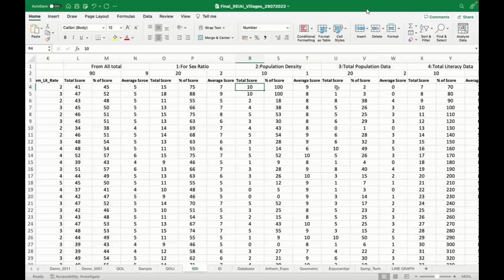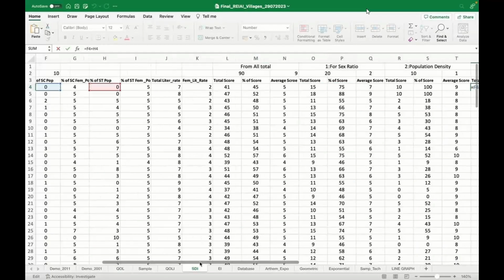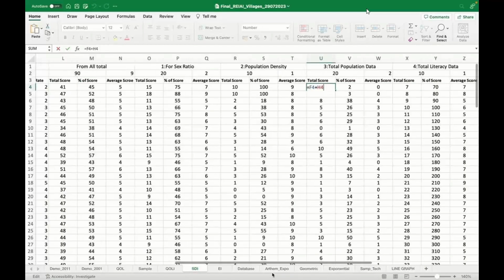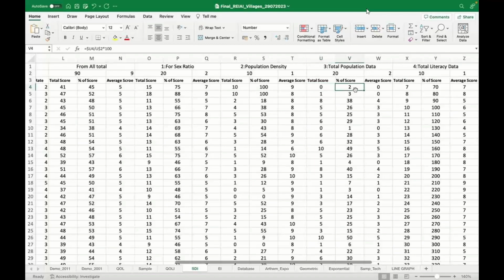Total population, there are 2 variables here. Total score of total population. So whatsoever it's coming, you have to add it. Here it is 0, 0, no score. So you have to add the score, calculate the percentage, calculate the average.